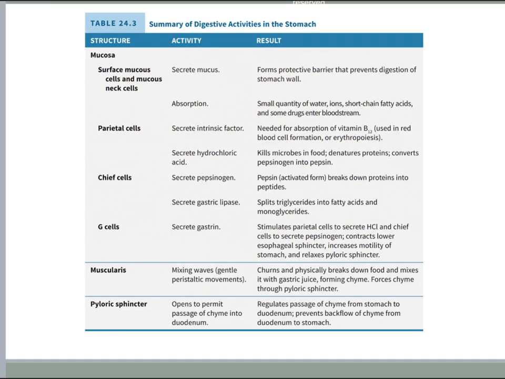Table 24.3 goes through the summary of digestive activities in the stomach. It puts a nice little table together for everything we've talked about: structure, what's in the mucosa, what's in the muscularis, what's in the pyloric sphincter, what activity they are doing, whether it be secretion, absorption, mixing, or movement, and their net result. So please read through this table as it puts everything together in a nice, neat little package.